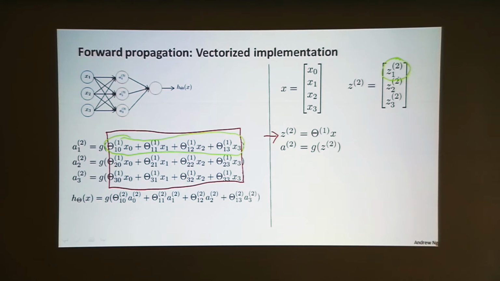And in a similar vein, this second quantity that I'm circling in blue is exactly equal to this thing in blue, and similarly for the third element. So what this means is that when you're implementing a neural network, instead of writing for loops to do all these multiplications yourself, you should find a good numerical linear algebra library and use it to take the matrix theta and multiply that by the vector x.